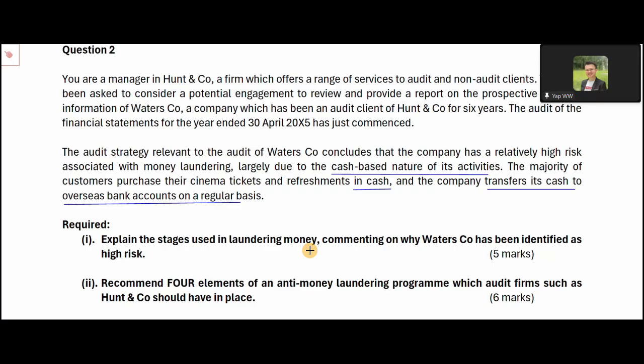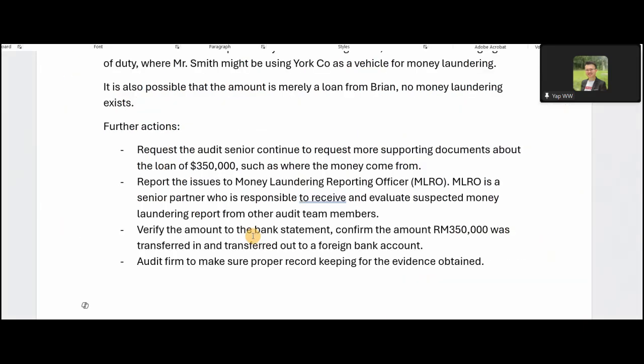And then the layering process happens here when they transfer the amount to an overseas bank account. Yeah. So this question is more like a theory question. I will write down the answers over here. Very quick one. We can finish the answers for part 1 and part 2, just for 5 marks and 6 marks requirement.